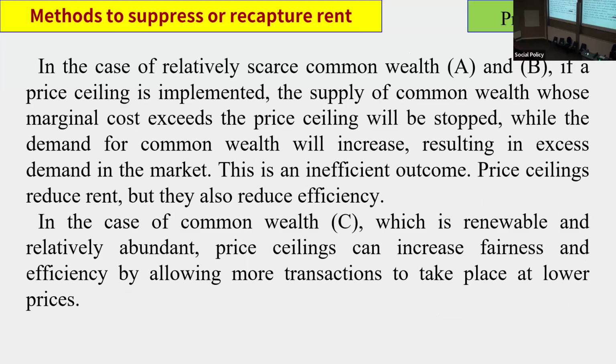In the case of relatively scarce commonwealth, A and B, if a price ceiling is implemented, it becomes inefficient. So I want to skip this part. But in the case of commonwealth C, which is relatively abundant and renewable, a price ceiling can increase fairness and efficiency by allowing more transactions to take place at lower prices.